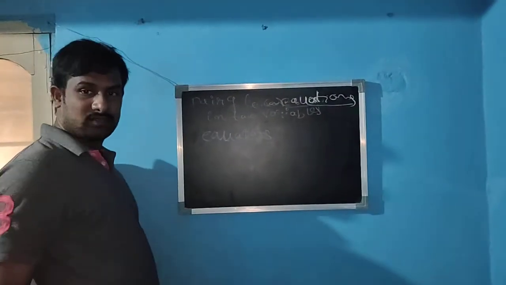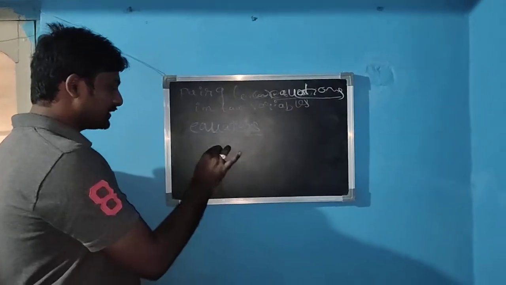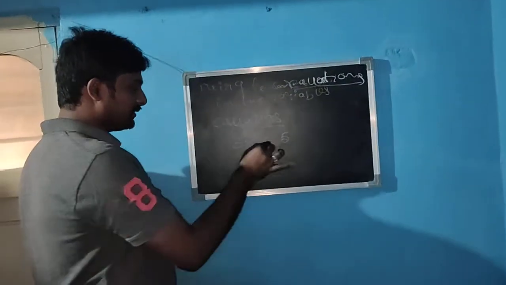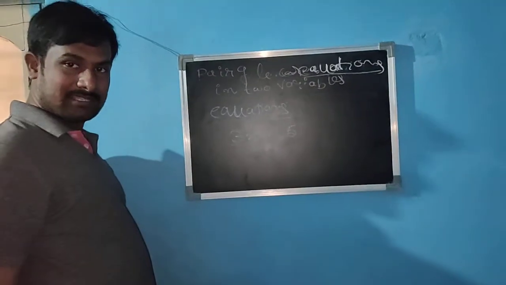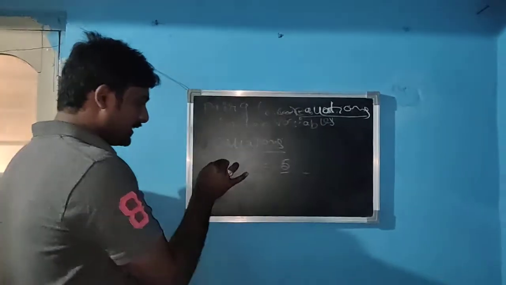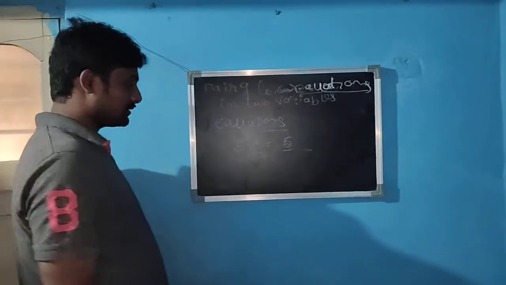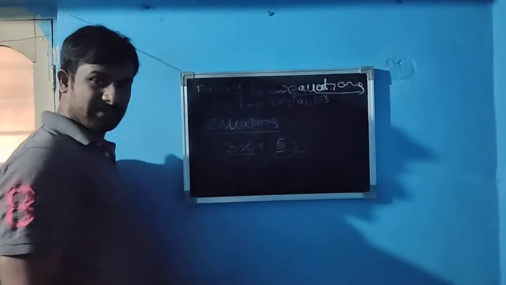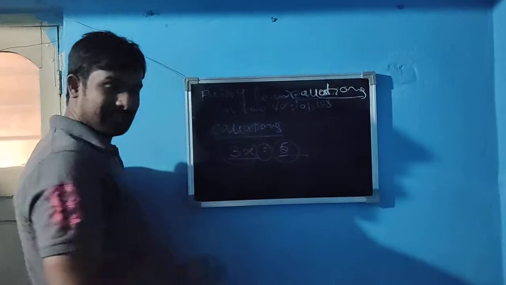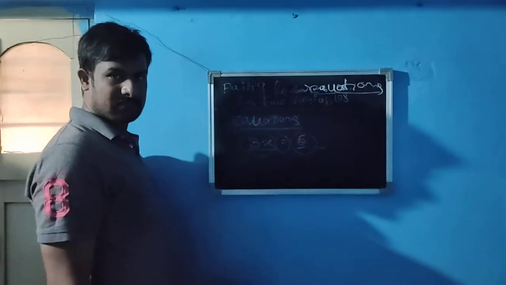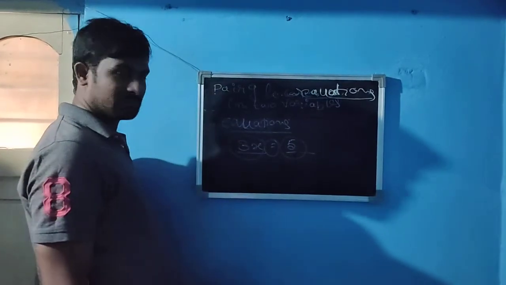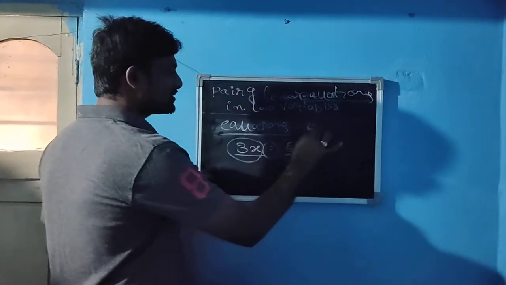An equation is nothing but, suppose 3x is equal to 5 is given. In this, one side is LHS, one side is RHS. It is a variable expression, a mathematical expression. Between them there is one equal sign. That is nothing but an equation.